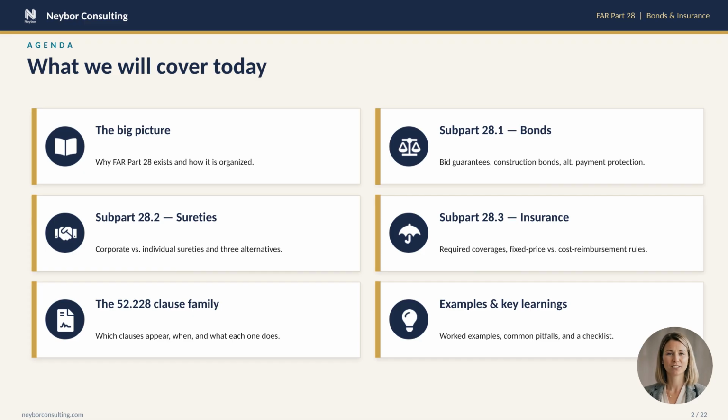After bonds, we'll move to Subpart 28.2, sureties. We'll cover corporate sureties, individual sureties, and the three alternatives you can use in lieu of a surety: U.S. Treasury notes, certified checks or cash, and irrevocable letters of credit.